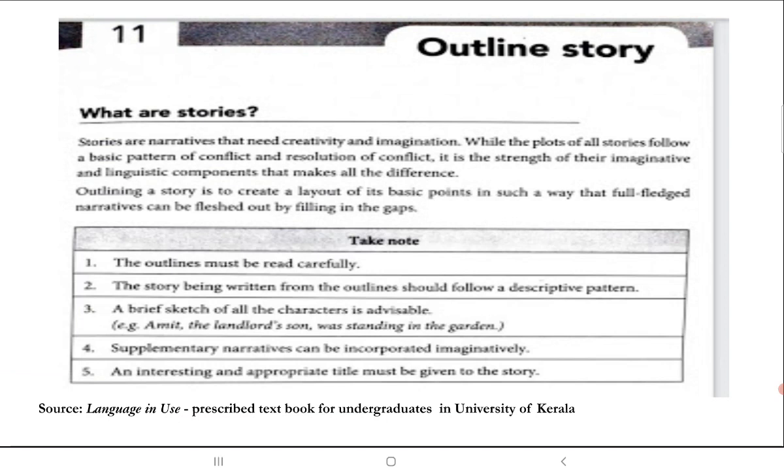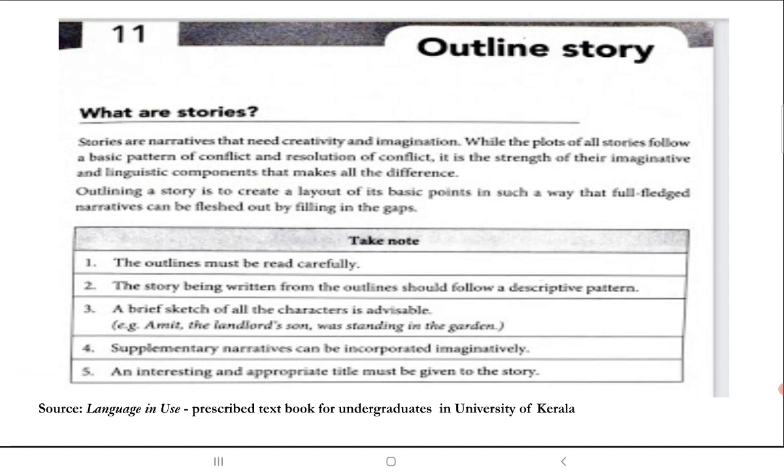Also, definitely you should look into the marks, whether it is for 4 marks or whether it is an essay of 15 marks. Then you need to write a long story. That means a 15 mark essay means a long story. So definitely you should look into how many marks are assigned to it. That is also one point.